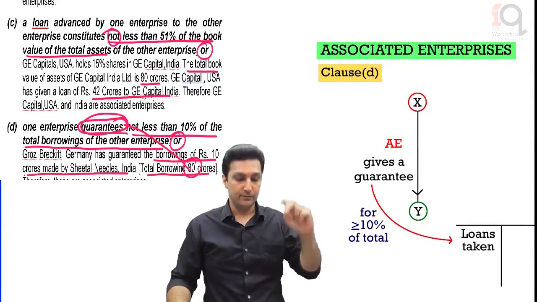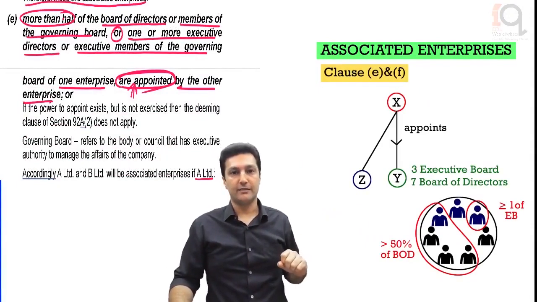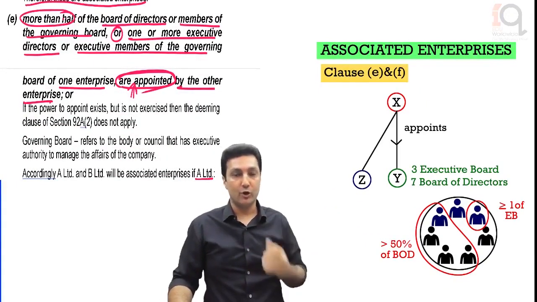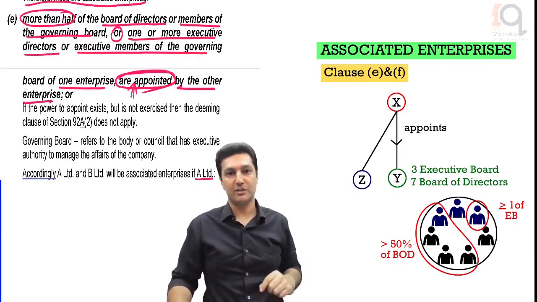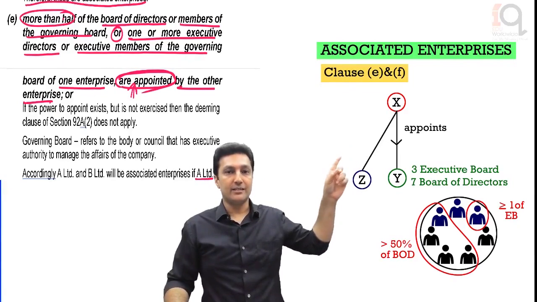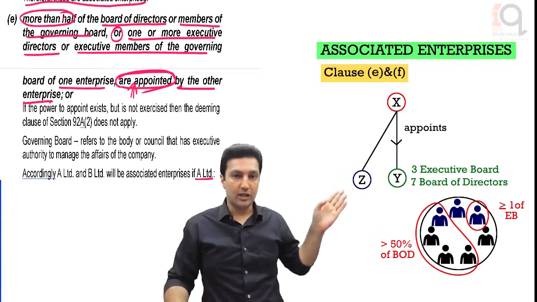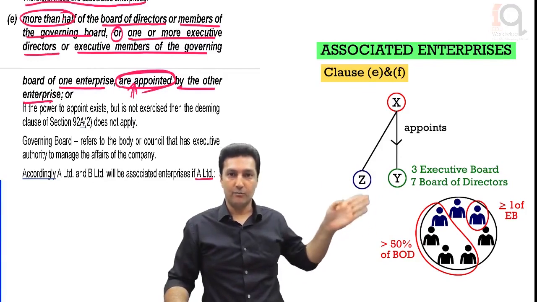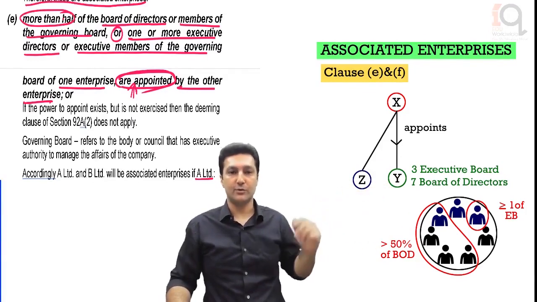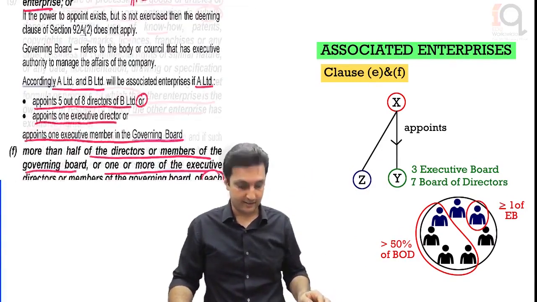So 2 plus 2, more than half of the board of directors of one enterprise are appointed by the other enterprise, or even one member of the governing board is appointed, or one entity appoints in both the other entities, more than half or one, then these are associated enterprises. So 2 plus 2 plus 2, that is 6.